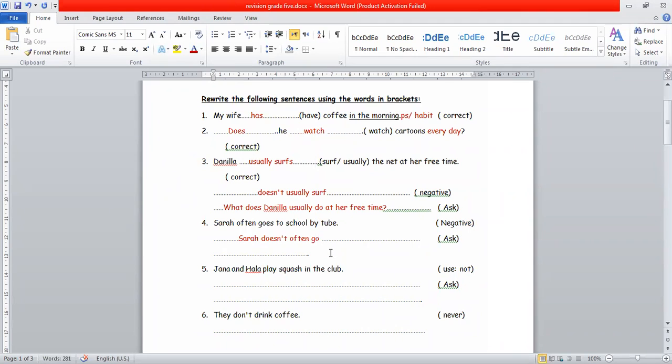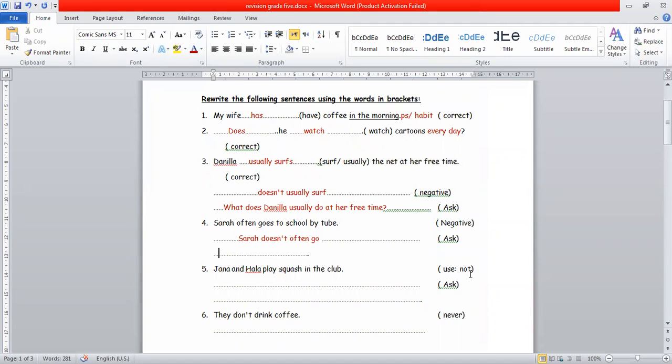Who does often go to school by tube? If I'm going to ask with who, I just take away the subject, which is Sara, and I put who. I don't change the whole sentence. I don't use a helping verb if I'm asking about the subject. So I'm going just to take away the subject and put who.